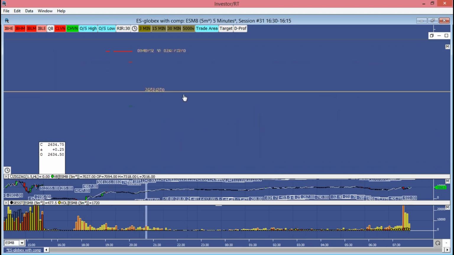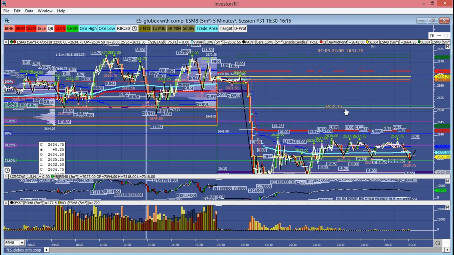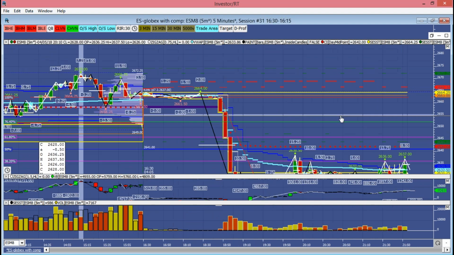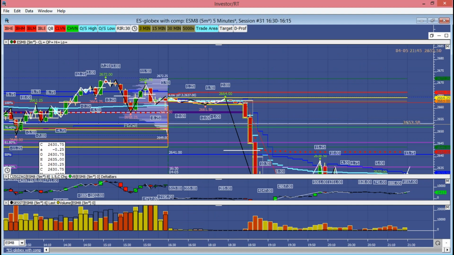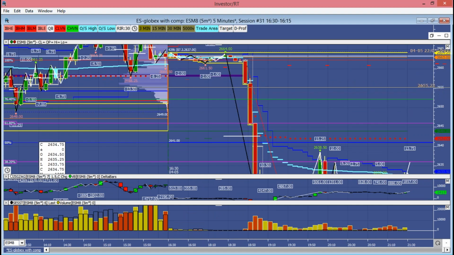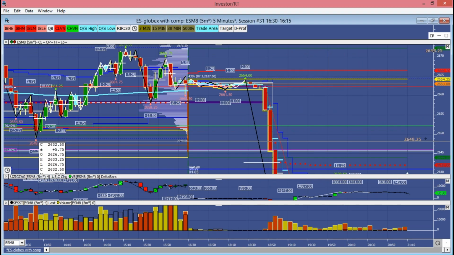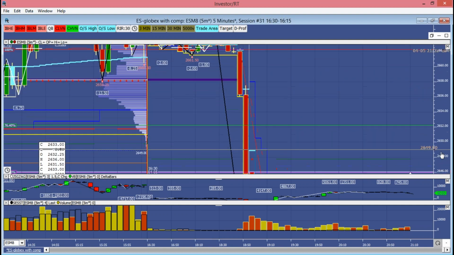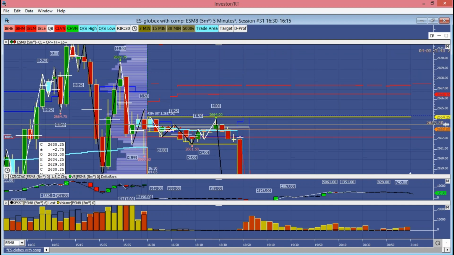Now I want to show you something, and I talk about this all the time. There was an intra-session gap, and I was actually short the intra-session gap, believe it or not, because I trade these all the time. It's not a Globex gap, but it was an intra-session gap.